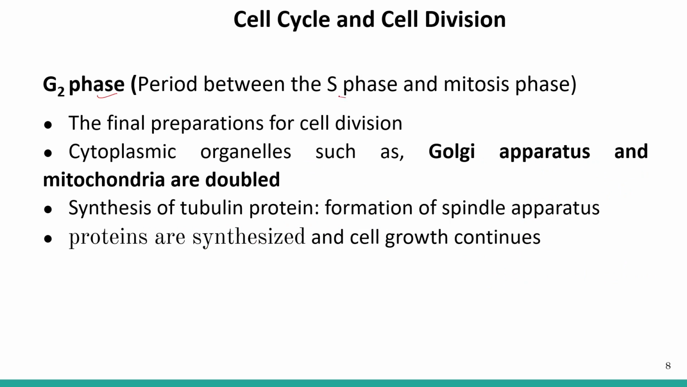The next is the G2 phase. Okay, the period between the S phase and the mitosis phase. Here what happens? Final preparation for the cell division is taking place. Cytoplasmic organelles double. There is synthesis of the tubulin protein. What is the role of tubulin protein? Tubulin protein is involved in the formation of the spindle apparatus.